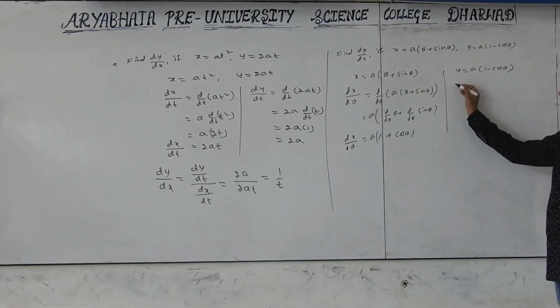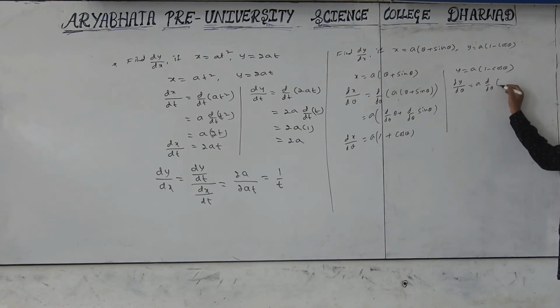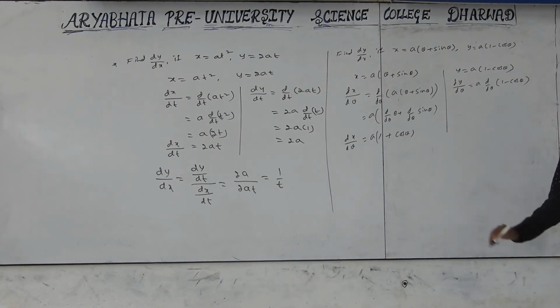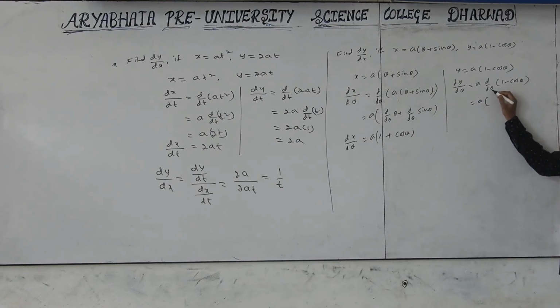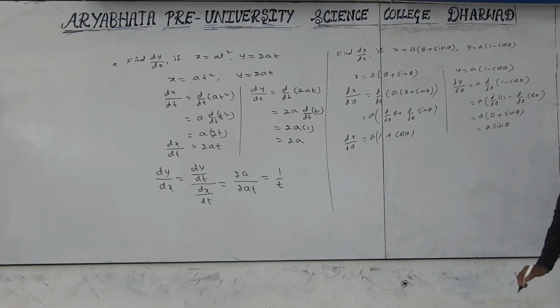Next, coming to dy/d theta. Here a is a constant, d/d theta into 1 minus cos theta. The derivative of 1 with respect to theta is 0, since 1 is a constant. d/d theta into 1 minus d/d theta of cos theta. So a into the derivative of 1, which is 0, minus the differentiation of cos, which is sin theta. So a sin theta. This is dy/d theta.